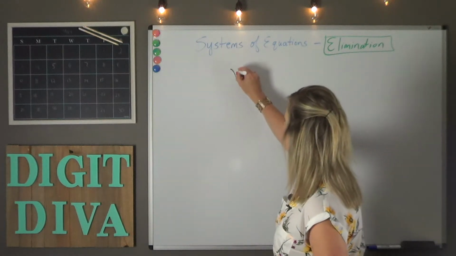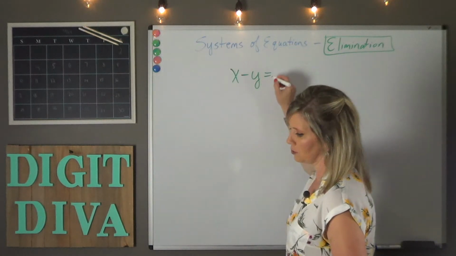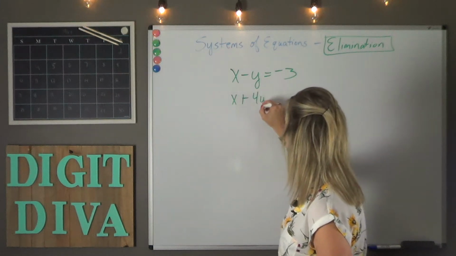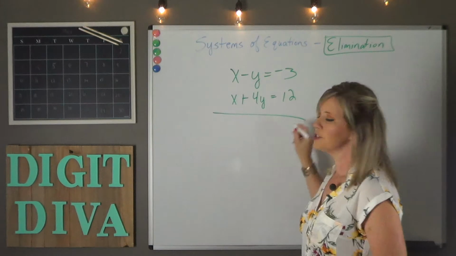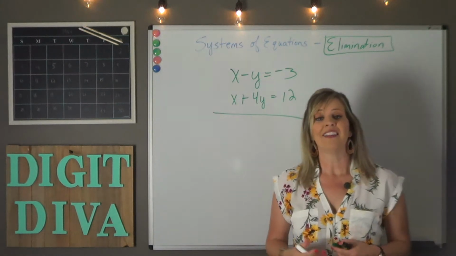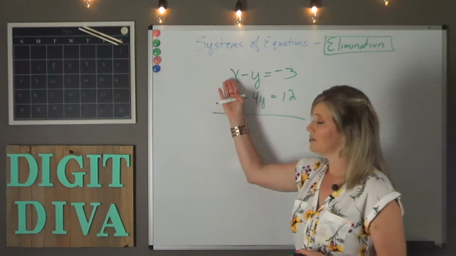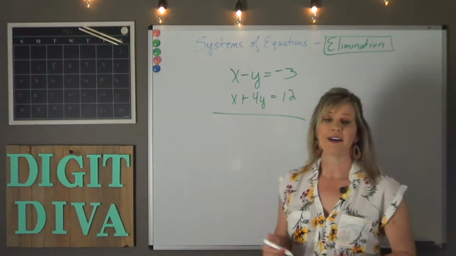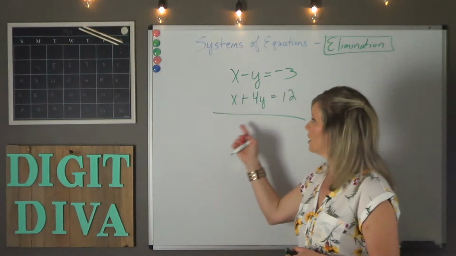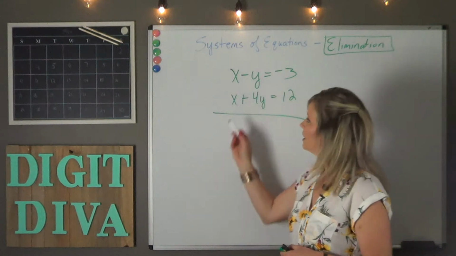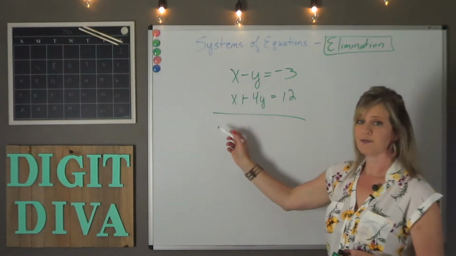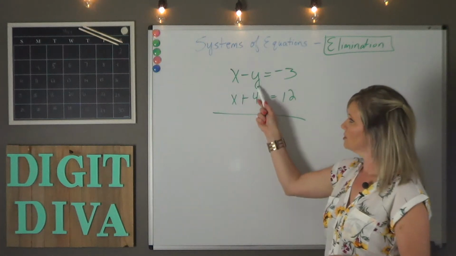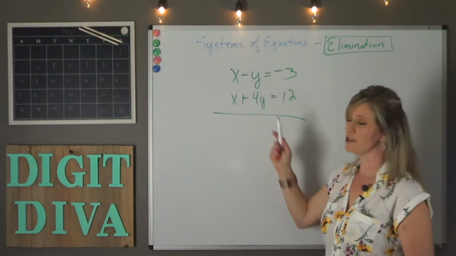We have x minus y is equal to negative 3, and then we have x plus 4y is equal to 12. So the slide that we just read stated that you can eliminate a positive x by subtracting. You can eliminate a negative y by adding. So let's notice our coefficients of these equations. They're both 1 for x. So we have a positive 1x, positive 1x. For y, we have a negative 1 and a positive 4.